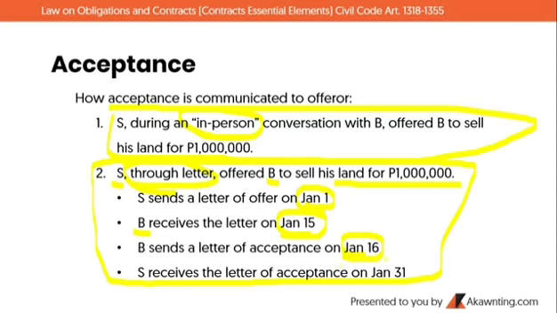Okay? So, ayan, January 16, pinadala niya yung sulat, pero dumating lang ulit January 31. S receives the letter of acceptance on January 31. So, on January 31, dito magkakaroon ng consent. Okay? So, kung okay yung cause and object natin, at this moment, dito na rin magkakaroon ng tinatawag nating perfected contract. Okay? So, isingit natin ulit dito, what if before January 1, either kay B or S na baliw?